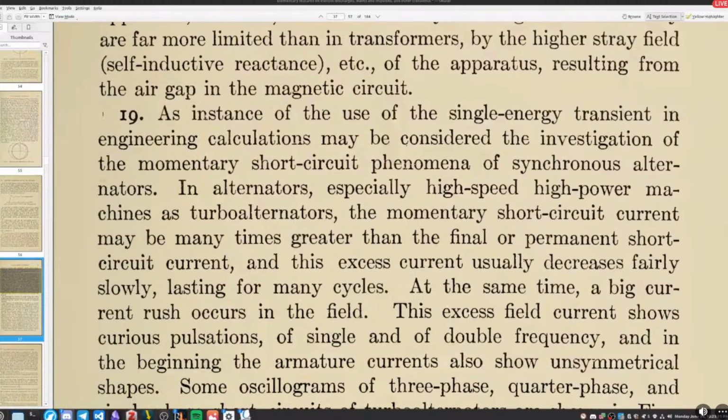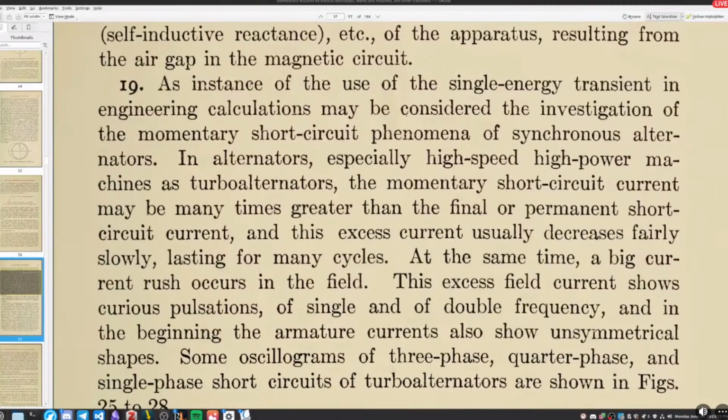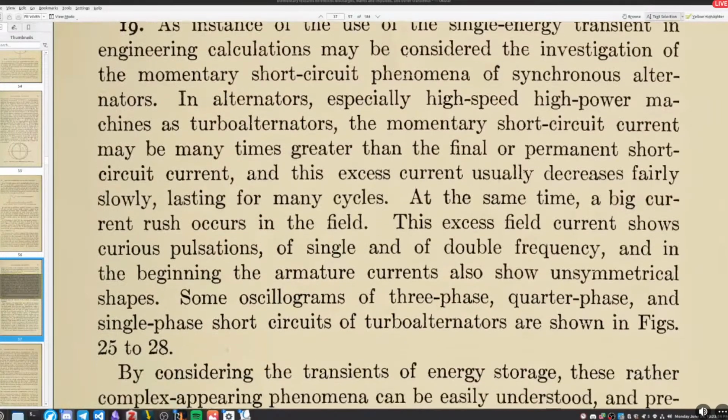All right. So 19. As an instance of the use of the single energy transit in engineering calculations may be considered the investigation of the momentary short circuit phenomenon of synchronous alternators. In alternators, especially high speed, high power machines such as turbo alternators, the momentary short circuit current may be many times greater than the final or permanent short circuit current, and this excess current usually decreases fairly slowly, lasting for many cycles.